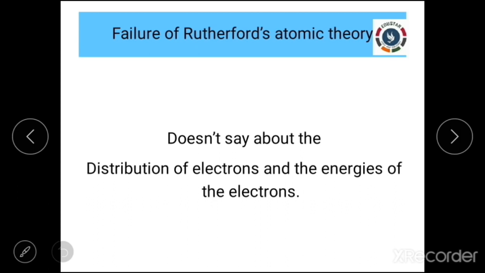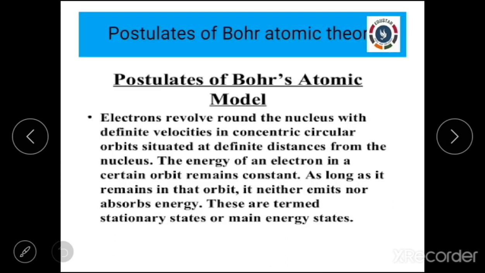Before moving to the next concept, I just want to say what the failure of Rutherford's atomic theory is. This theory doesn't say anything about the distribution of electrons and the energy of the electrons in the atom. In order to remove these shortcomings, Bohr came up with a new concept. He was the one who proposed that electrons revolve around in circular orbits.